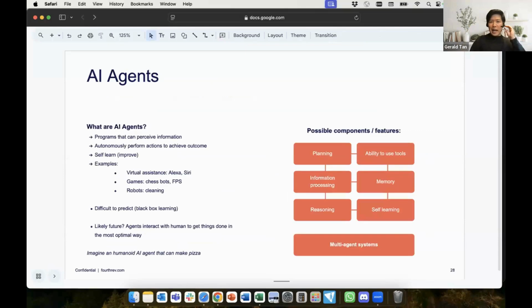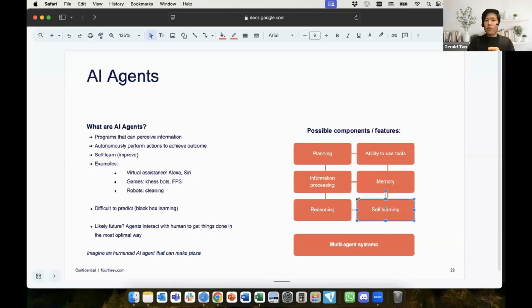There's also a thing called AI agents. It's not 007. Maybe it could be in the future, but an agent is a program that is written that can perceive information. It's not just 1 + 1 is 2. No, that's a program. The difference between an AI agent and that program is that an AI agent can actually self-learn.